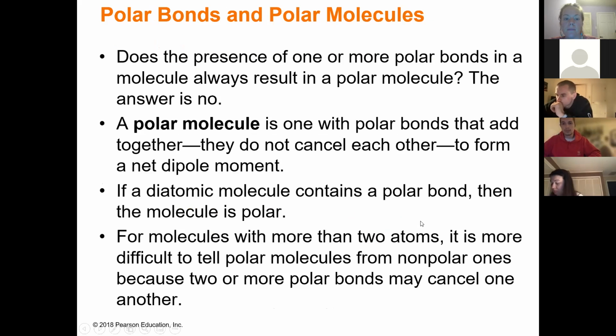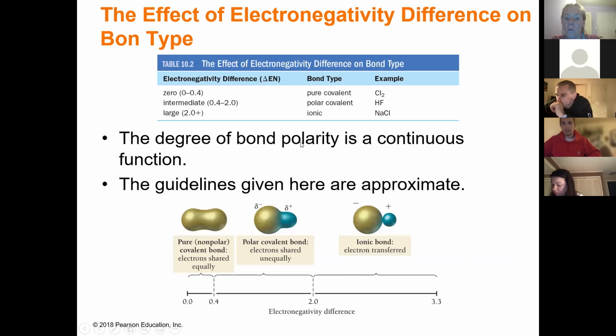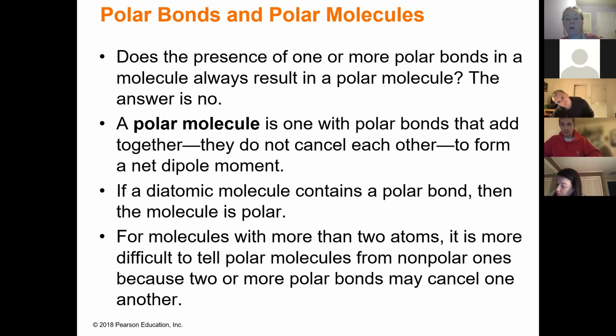So how does this relate to molecules? Well, just because you have a molecule that has polar bonds does not mean the molecule itself is polar. So don't confuse polar bond with polar molecule. A polar bond is when two adjacent atoms don't share electrons equally. A polar molecule is when you have polar bonds that add up and don't cancel each other out, or there is some sort of an imbalance in the molecule.